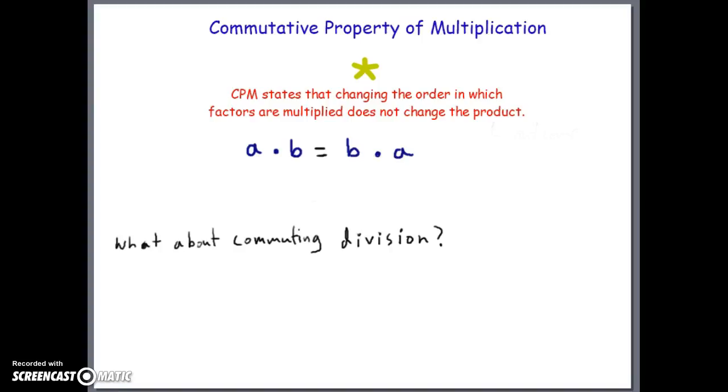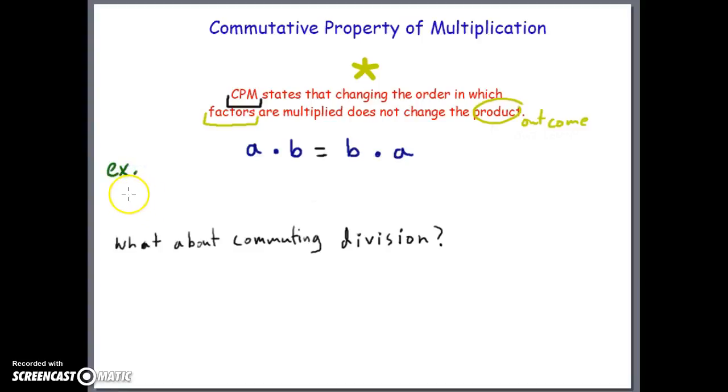The commutative property of multiplication. So very similar to the property of addition, except CPM, and that's how you can code it in Schoology, states that changing the order in which factors are multiplied does not change the outcome. There's that word factors or product. Okay, and the math definition for this is A times B is the exact same thing as multiplying B first and then A.